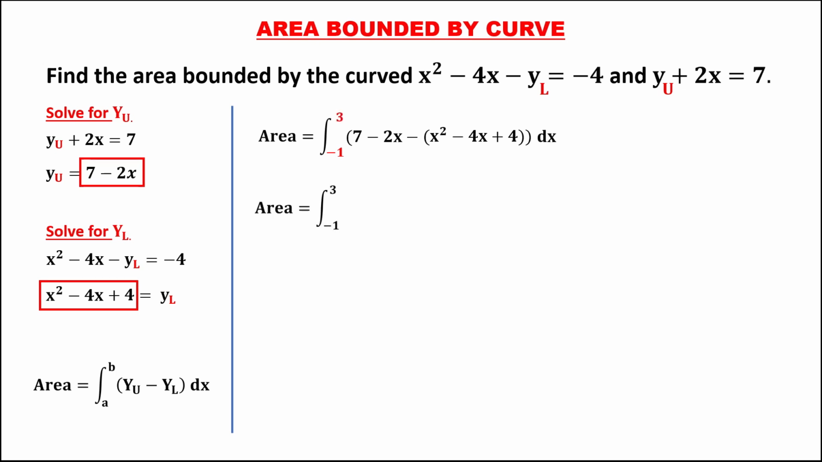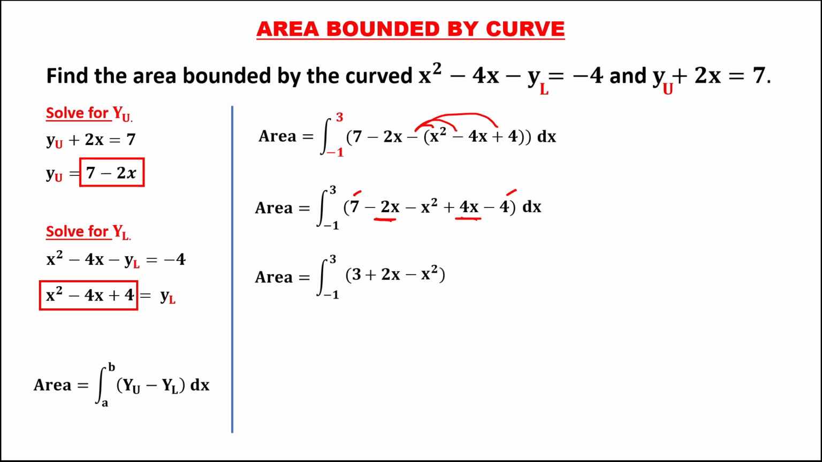Then to simplify, distribute this negative: negative x squared, positive 4x, and this becomes negative 4. Then combine like terms: this positive 7, negative 4, is positive 3; negative 2x, positive 4x, that's positive 2x; then minus x squared, then the dx.